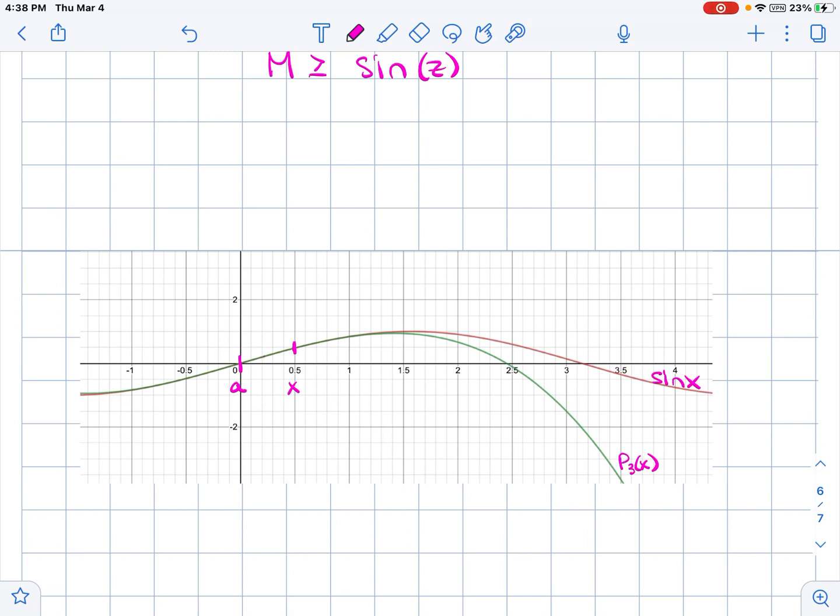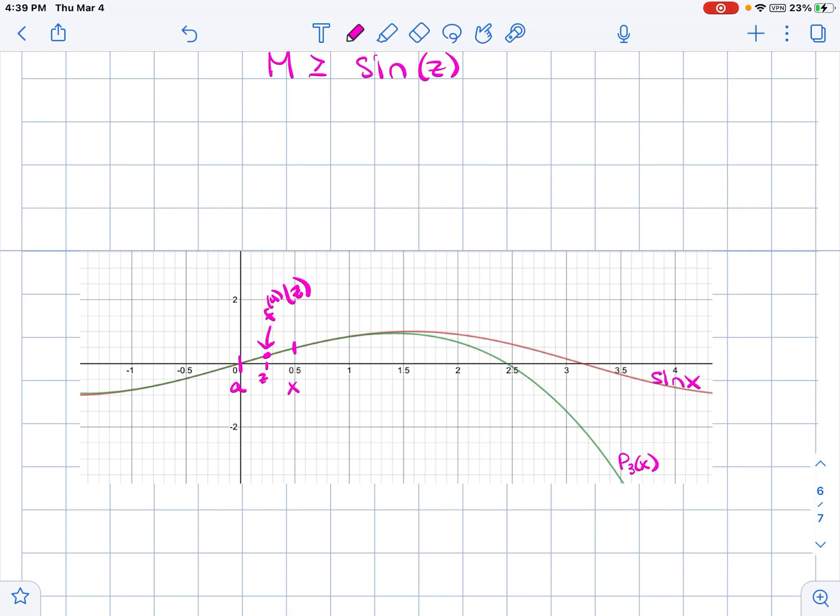We know that somewhere in between a and x, there is some value z, such that if we plug z into the next term, we'll get the exact remainder. So what we want to find is some value for m, some convenient point that is greater than this y value. Because remember, the fourth derivative was sine x. So this point right there is the fourth derivative at z.